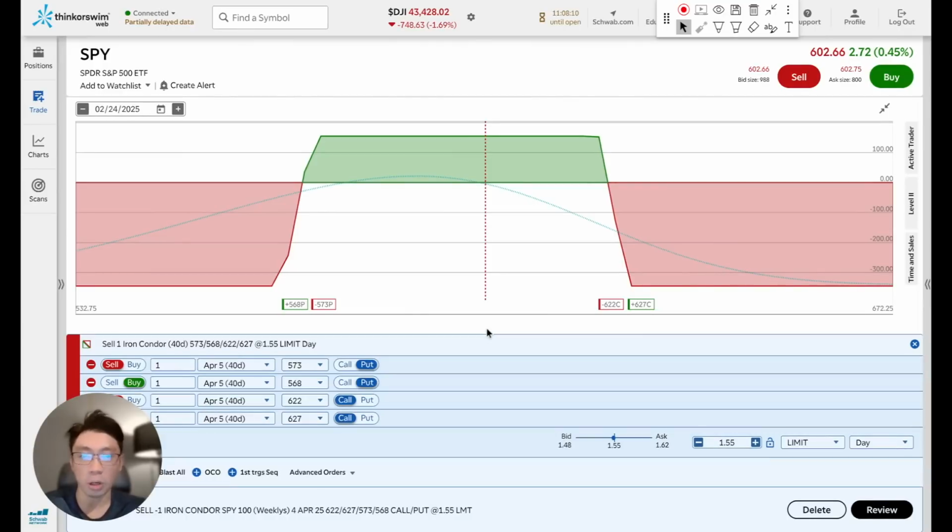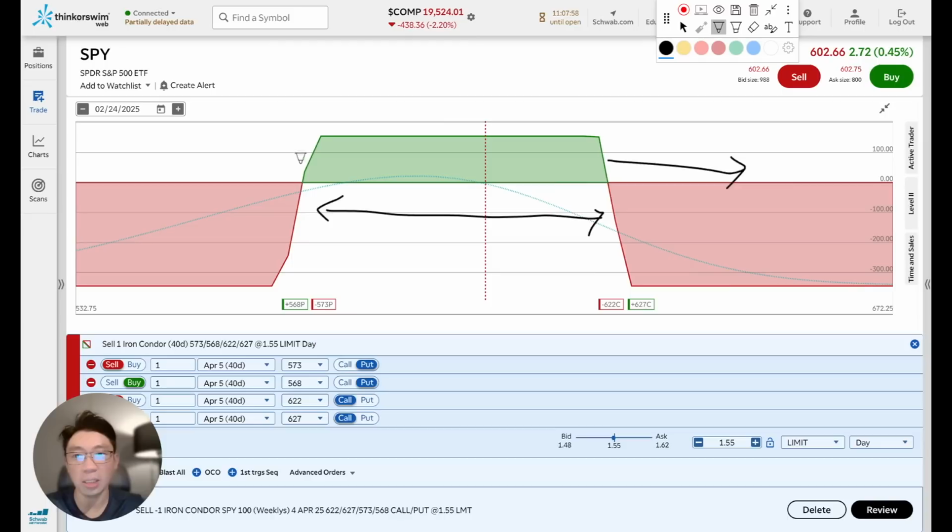So when do you put this on? You put this on generally when you think the market is going to go sideways, because as you can see, we want the market to kind of stay somewhere inside a range. We don't want it to go too far out, because past this range, this is where we're going to get into a loss. So if you think the market is not going to go anywhere, pretty much neutral, you put on the iron condor.